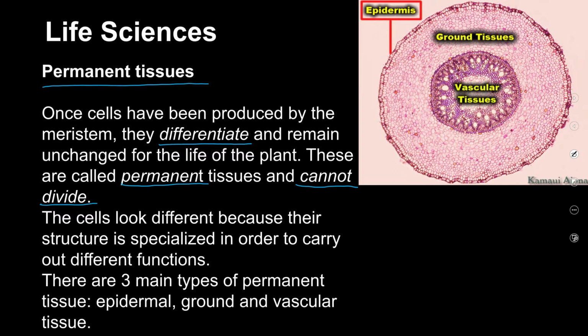If we look at this picture, this is a picture of a root cut open, and we can see the cells on the outside have a particular appearance. The cells in the inside look different, and those right in the center look completely different. And that is because these are the three different types of permanent tissue that we are going to be looking at in the next segment of this lesson.